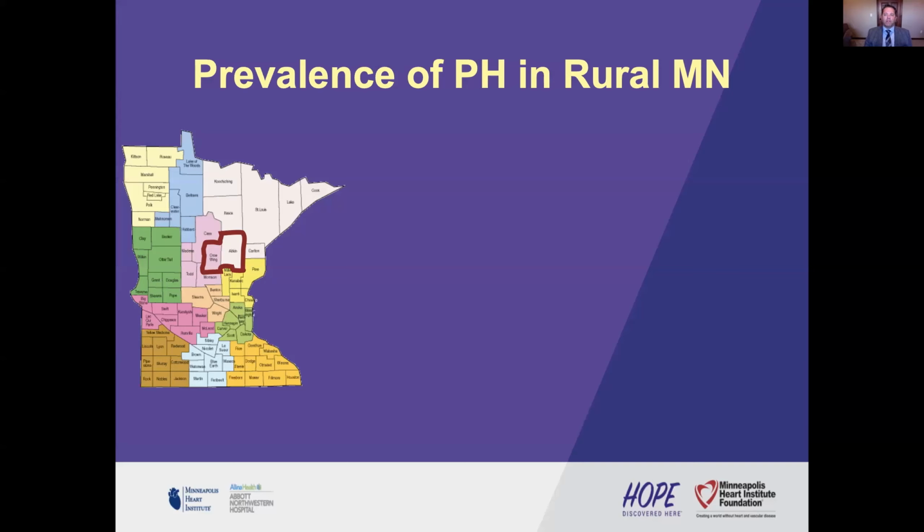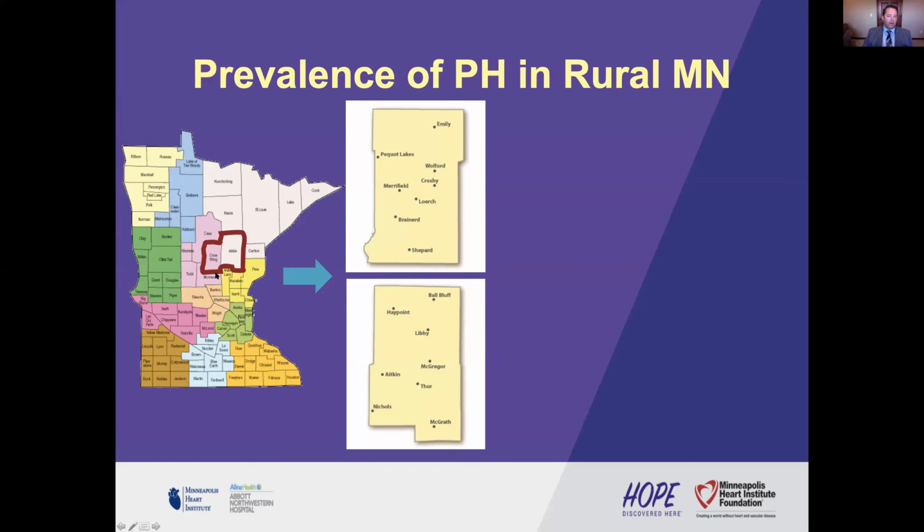When we look at prevalence of PH in rural Minnesota, this is where I thought things were a little bit interesting. So, of the counties that we serve, I broke it down into where the majority of the patients lived: Crow Wing or Aiken County, which are highlighted here, with Crow Wing County being above and Aiken County being below. The population of Crow Wing County, which has Brainerd and Baxter, is about 62,500 versus Aiken County at 16,000. So very sparsely populated counties.